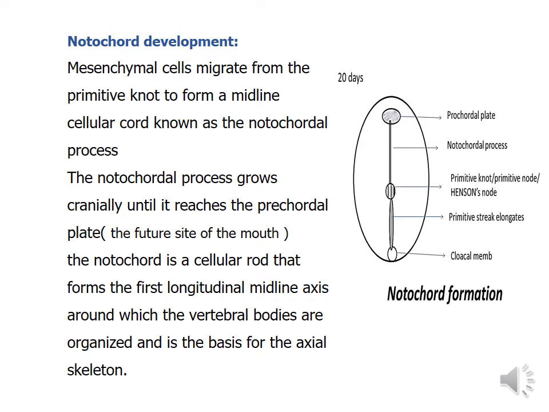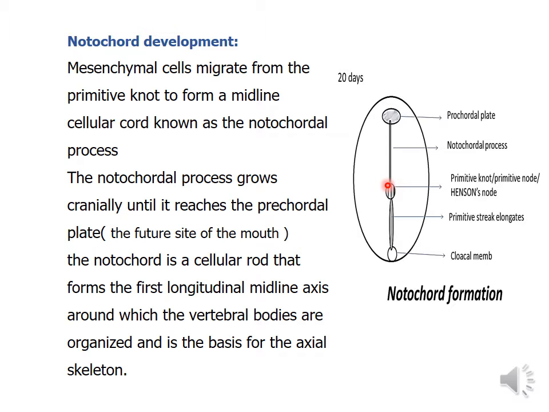After gastrulation, the further development of the embryo occurs by formation of a structure known as the notochord process. The notochord process appears at this stage when the mesenchymal cells migrate from the primitive node to form a midline cellular cord, which is the notochord process. Here is the notochord process, and this is the primitive node. Here the cellular cord appears, which forms the notochord. It grows cranially toward the head region until it reaches the precordial plate. This precordial plate represents the future mouth.